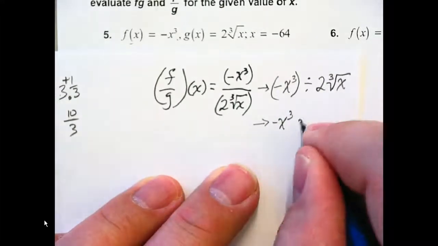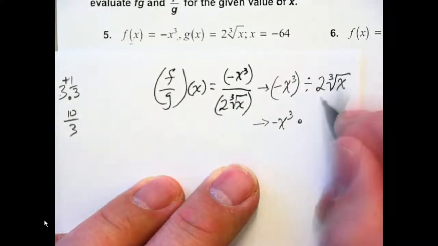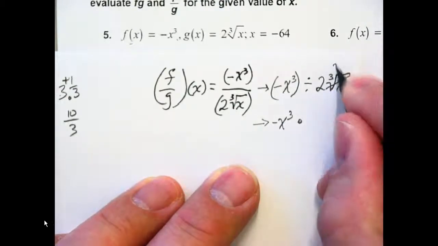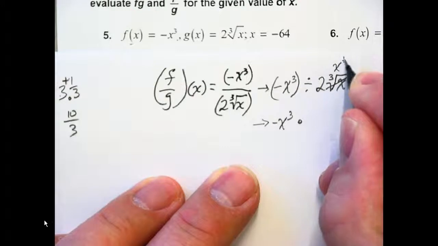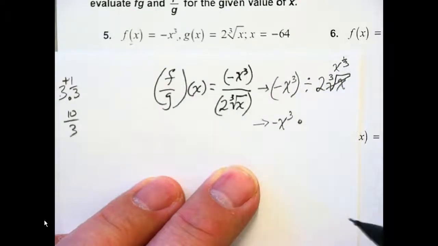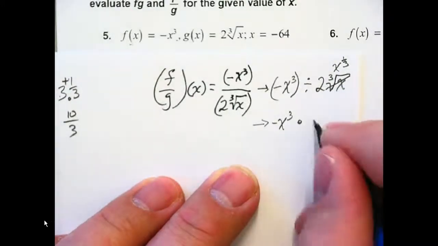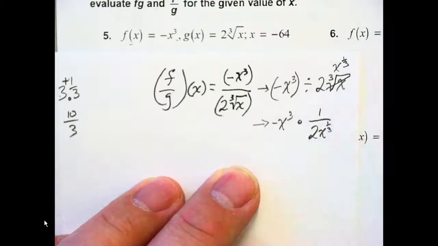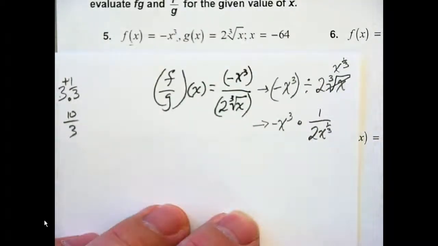And actually let's change this. Let's get rid of this radical first. So what is that again? X to the 1/3. Okay, so I'm going to multiply by the reciprocal of that, which gives me 1 over 2x to the 1/3. Okay?